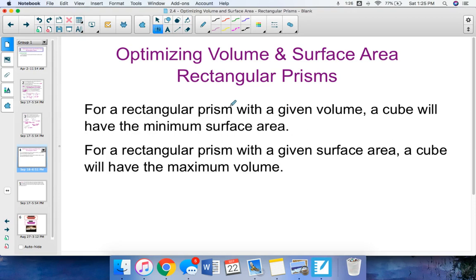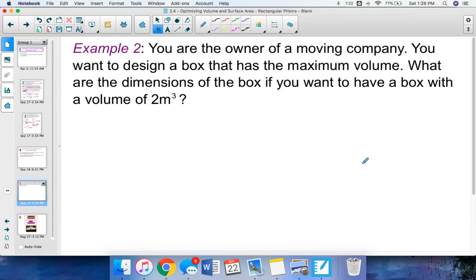So for any rectangular prism with a given volume, the cube will have the minimum surface area, and for a given surface area, a cube will have the maximum volume. So once again, just reiterating that, a cube is the goal for minimum surface area and maximum volume. If we can't have a cube for some reason, we want to get those dimensions as close as possible, that's the goal. So example 2, you are the owner of a moving company.